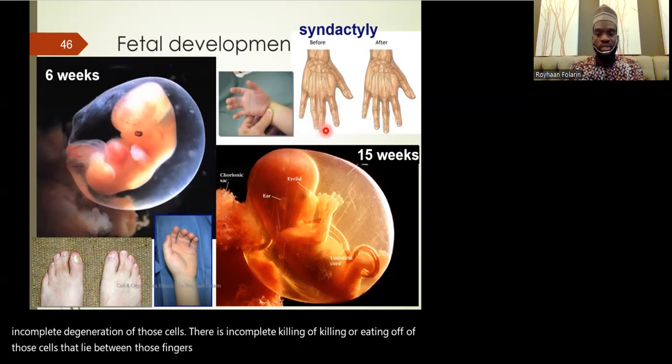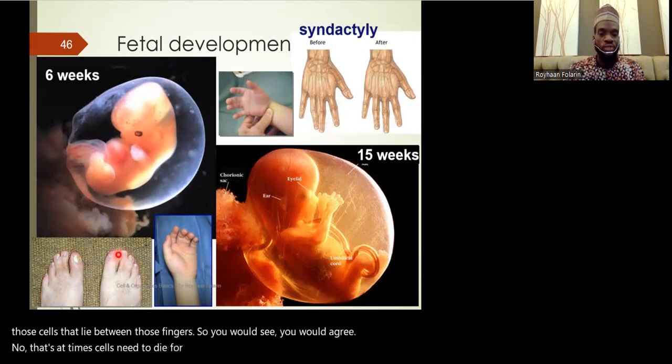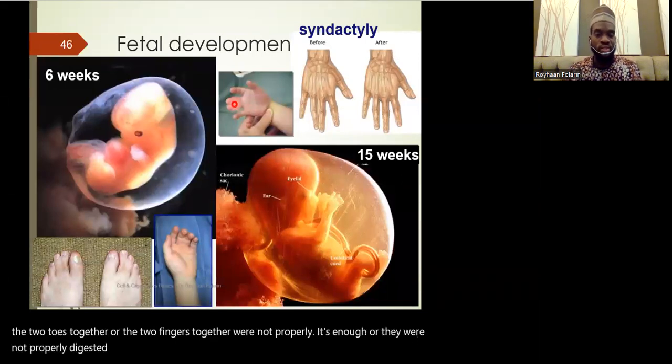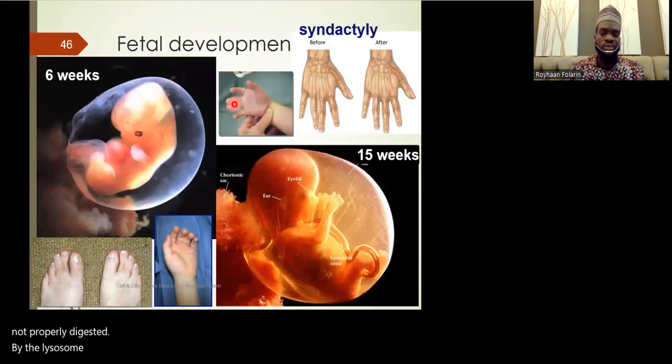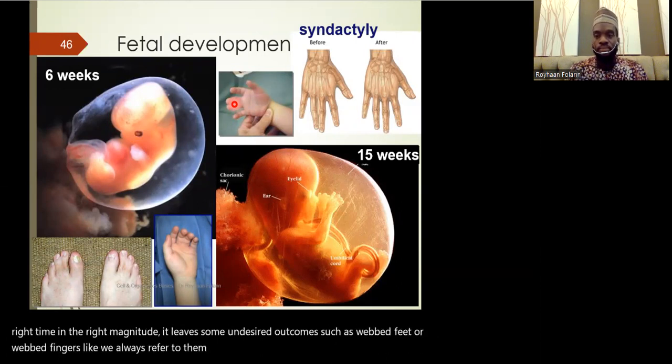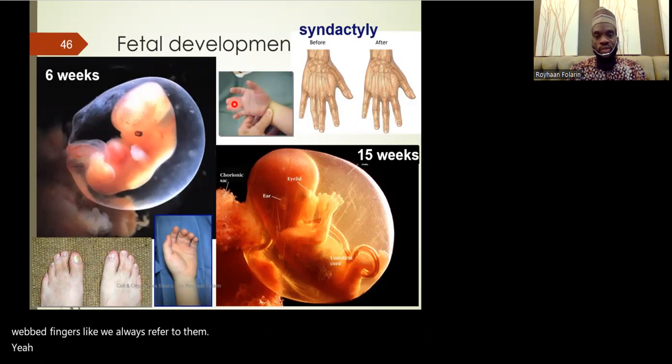So you would agree now that at times cells need to die or cells need to be eaten off. So those cells that are joining the two toes together or the two fingers together were not properly eaten off, or they were not properly digested by the lysosome at that point. So if these lysosomal actions, apoptotic actions do not occur at the right time in the right magnitude, it leaves some undesired outcomes, such as webbed feet or webbed fingers, like we always refer to them. So that's what is referred to as syndactyly.